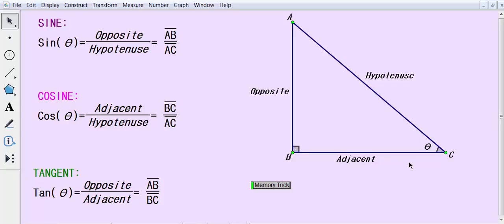Now there's a memory trick to remember these functions and their ratios that they correspond to, and that would be SOHCAHTOA. SOHCAHTOA meaning for sine, that's going to be the ratio of opposite over the hypotenuse. For cosine, it's going to be the ratio of the adjacent side over the hypotenuse. And for tangent, it's going to be the ratio of the opposite side over the adjacent side.